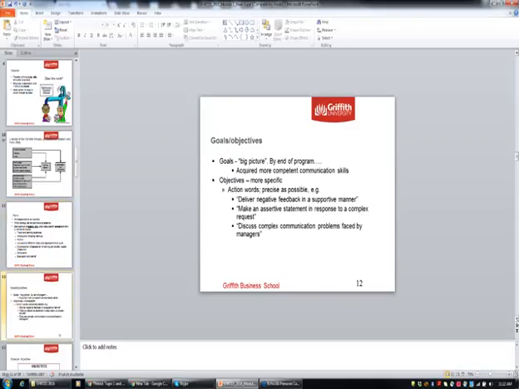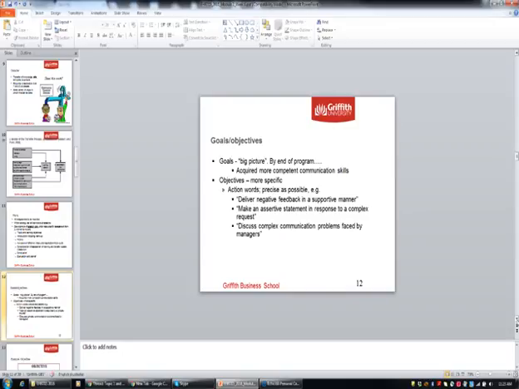So, if you just hone in on goals and objectives for a little while, goals are the really bigger picture. By the end of the program, you can put something broad there like acquired more competent communication skills. But objectives are more specific, and these are what appear on your session plan. So try and make that wording as precise as you can. You want your students or your participants to be able to, for example, deliver negative feedback in a supportive manner.